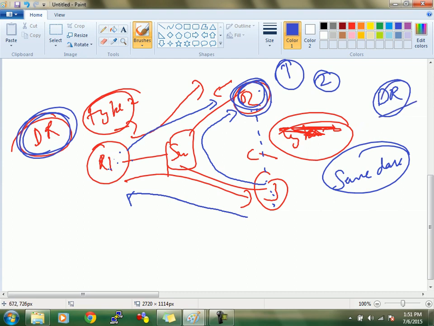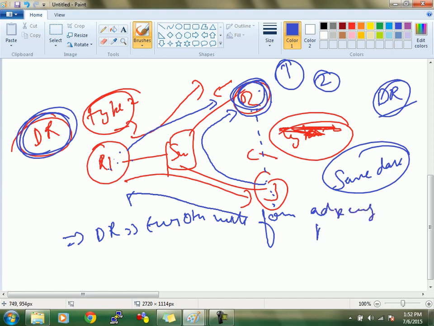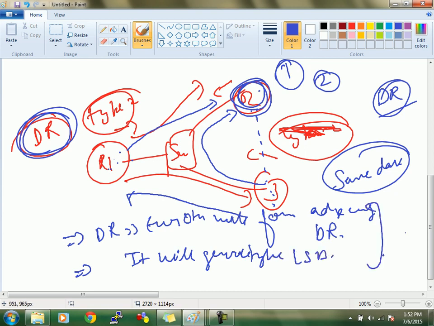So just to reduce the flooding, we have the concept of DR. So DR has two functions. Every other router will form adjacency with DR. Second thing, it will generate type 2 LSA. This thing is clear.